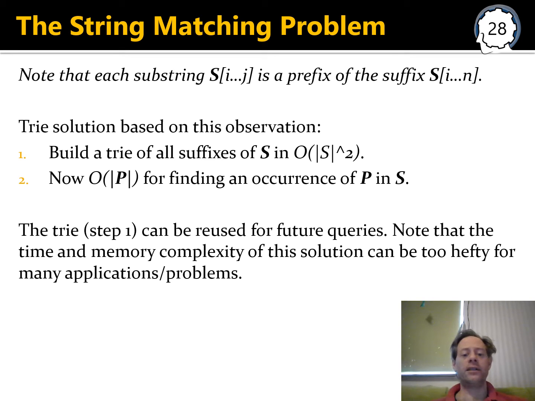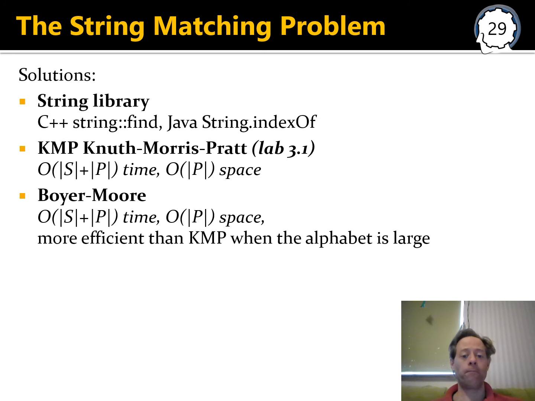The good thing here is that if we have the same text being used multiple times, then we can reuse the trie that we built for many queries. But of course, it's still quite expensive, being quadratic in the length of the text that we want to search, which of course can be quite long. So therefore, there are more efficient solutions.